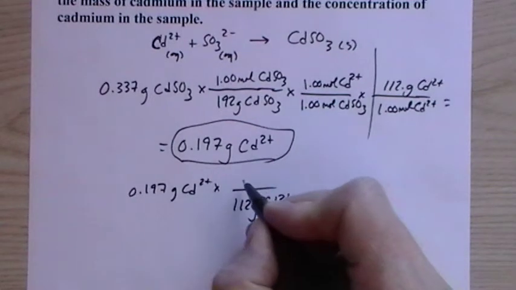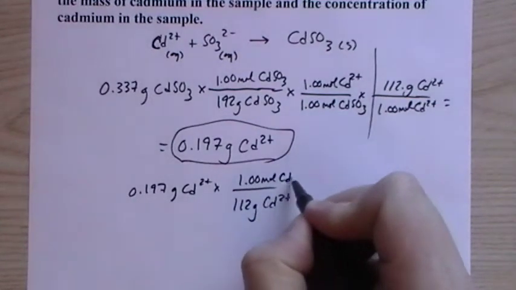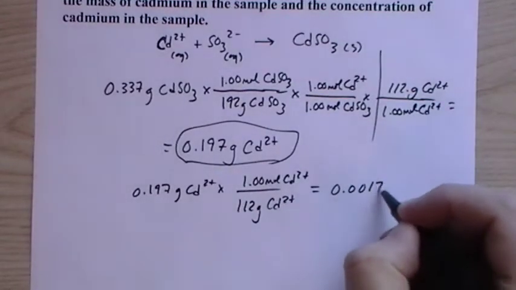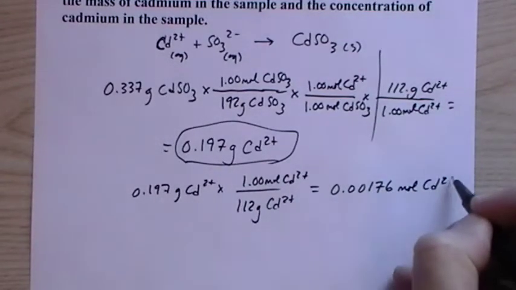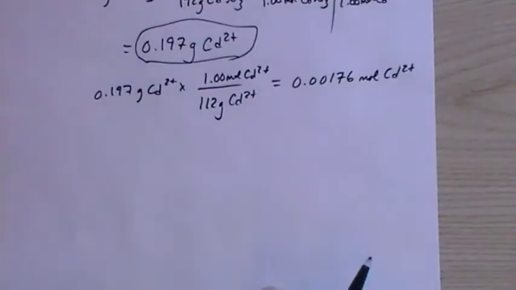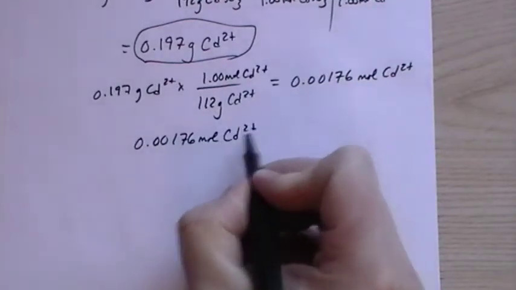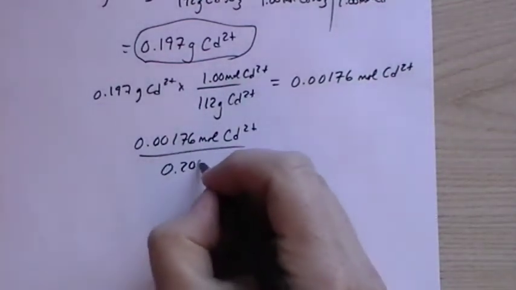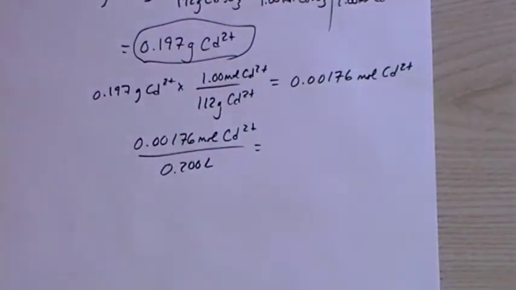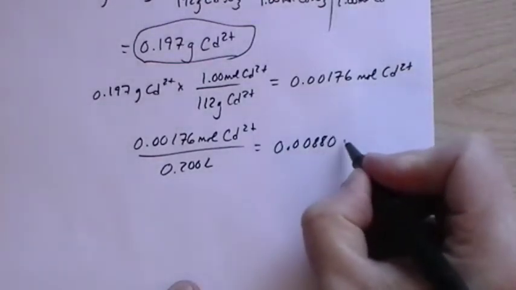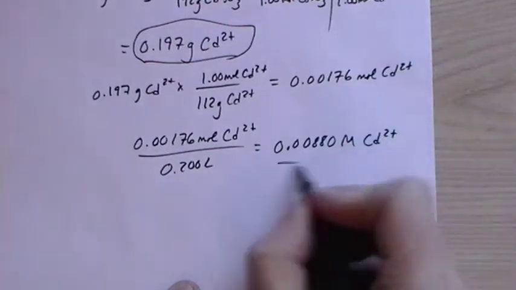And what are we doing here? Okay, so this is 1 mole. So 0.197 divided by 102, 0.00176 moles of cadmium. And we want the molarity, so we take the moles and we divide by our volume in liters. And our volume was 200 mils, so that's going to be 0.200 liters. Make sure you always get into the liters if you're going to find molarity. You'll be off by a factor of 1,000, and this is our molarity.